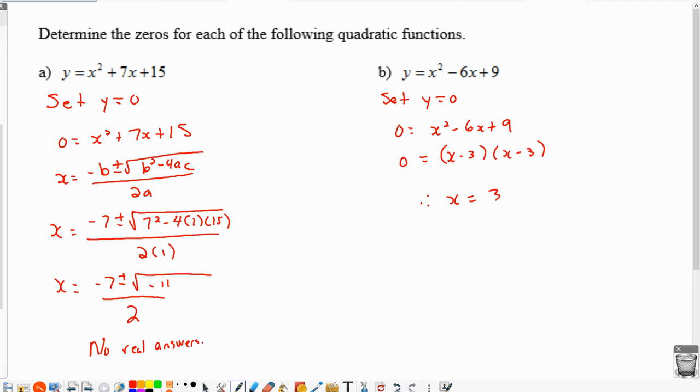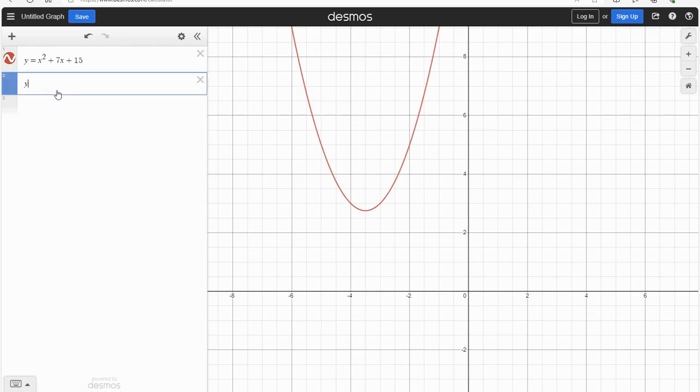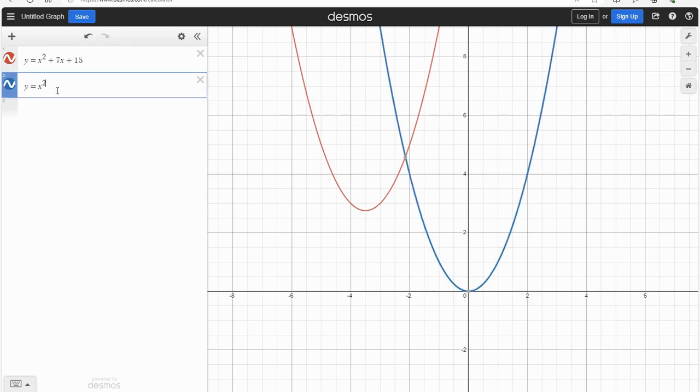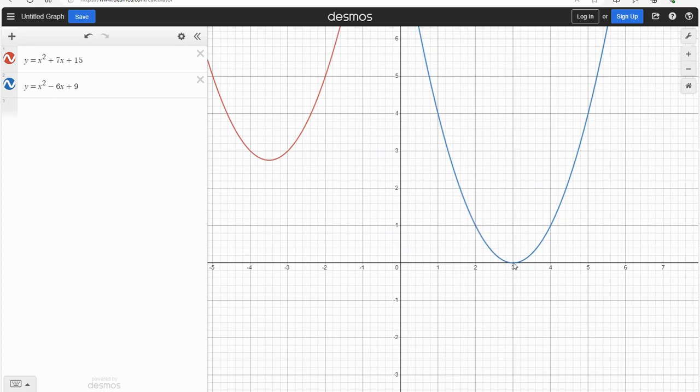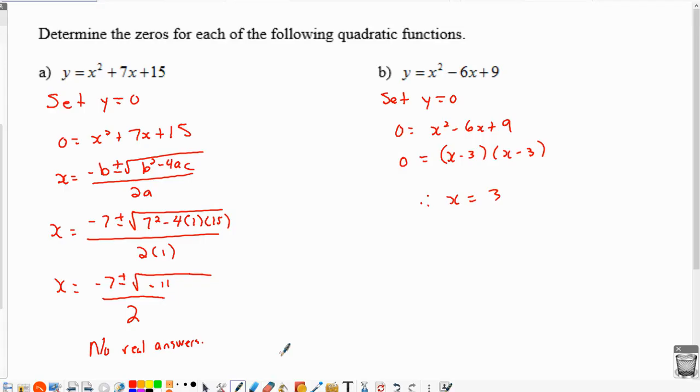Now, I didn't write x equals 3 or x equals 3, because x only equals 3. If I were to graph this function, which I will now, y equals x squared minus 6x plus 9. Let me put it on the screen so you can see what that parabola looks like. See, that parabola only meets the x-axis once at x equals 3. So I don't need to write x equals 3 or x equals 3. It's just x equals 3.